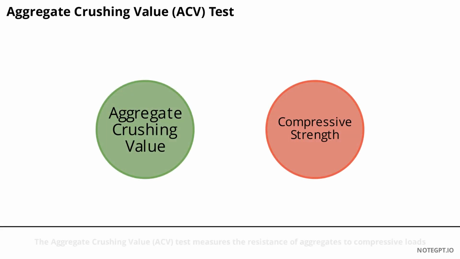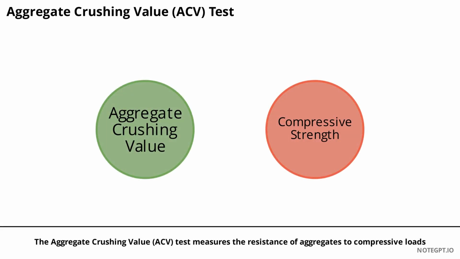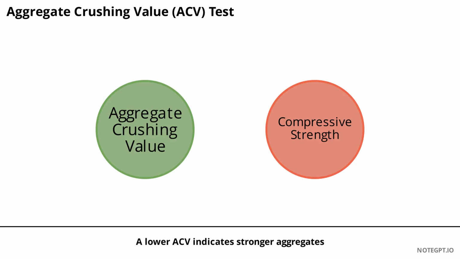The Aggregate Crushing Value, ACV, test measures the resistance of aggregates to compressive loads. This is vital because aggregates must withstand the weight of vehicles and traffic over time. In the ACV test, a sample of aggregates is placed in a cylindrical mold and subjected to a gradually increasing load. The amount of crushed material passing through a specific sieve is then measured. A lower ACV indicates stronger aggregates, ideal for high-traffic roads. Let's see how this test is performed step by step in the next scene.